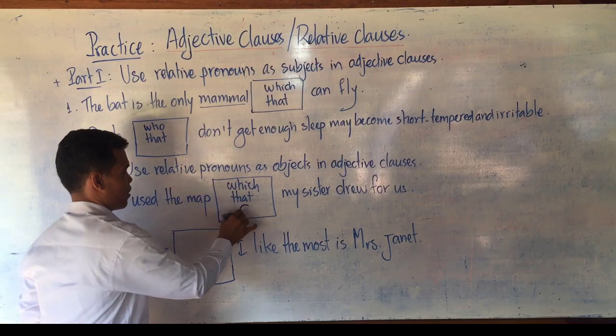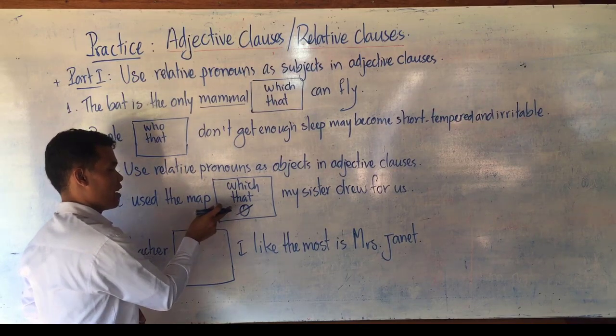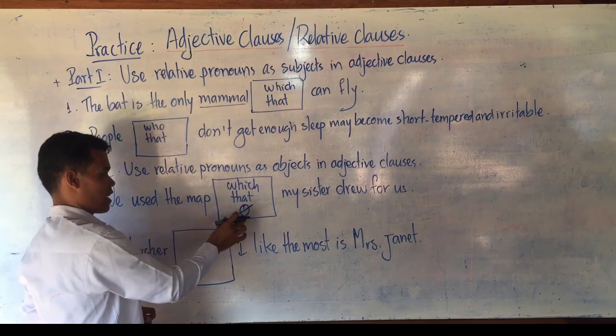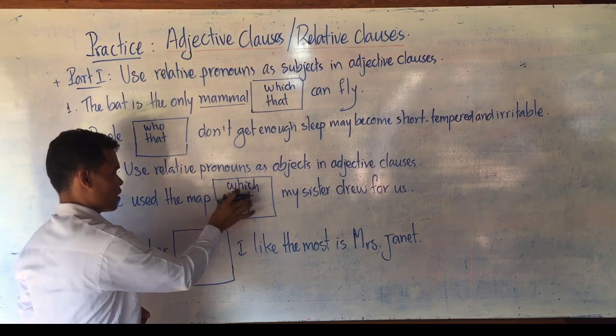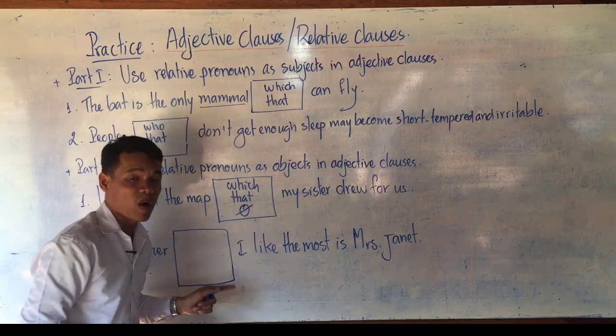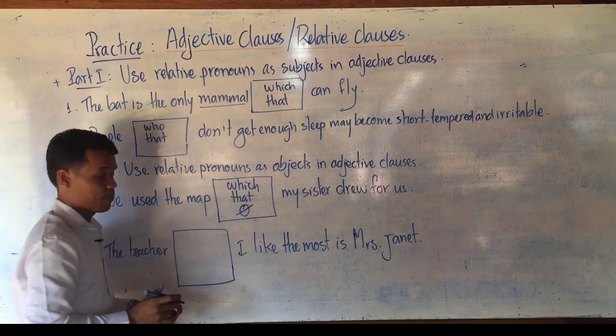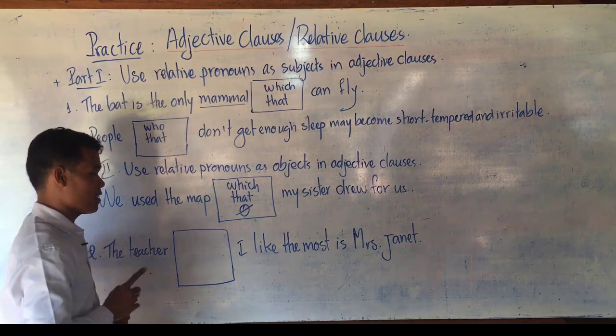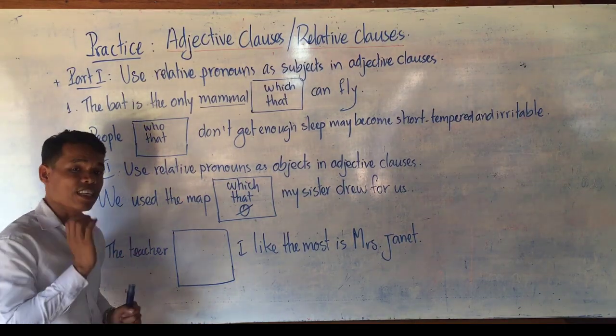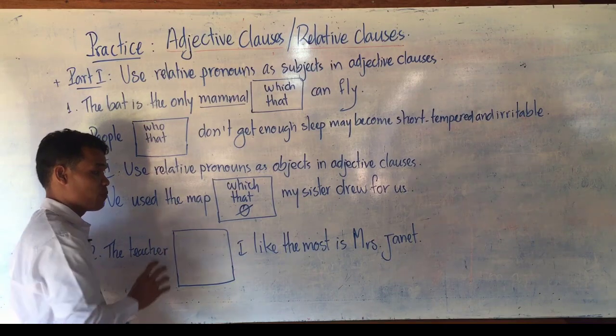When a relative pronoun is the object, can it be omitted? Well, why not? That's why we use this symbol to indicate that the relative pronoun can be deleted. So there is no need to use which or that. We can use this symbol. Yeah, it is called phi. One more. The teacher. The teacher is a person.